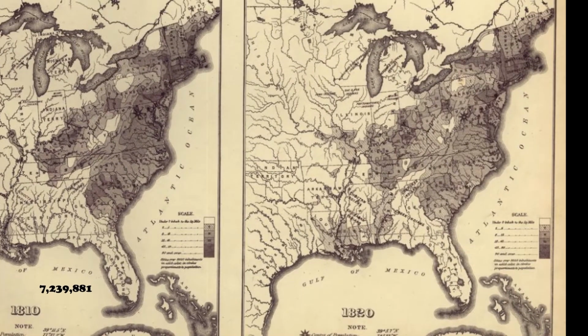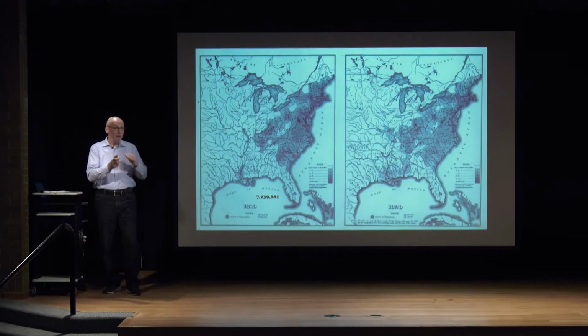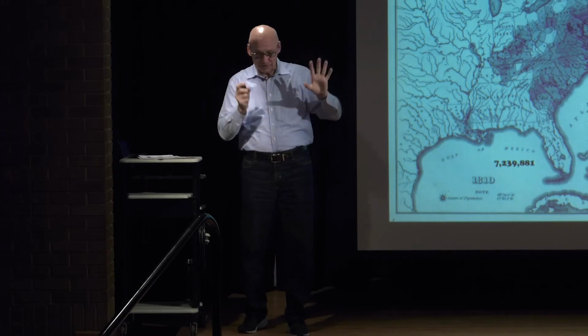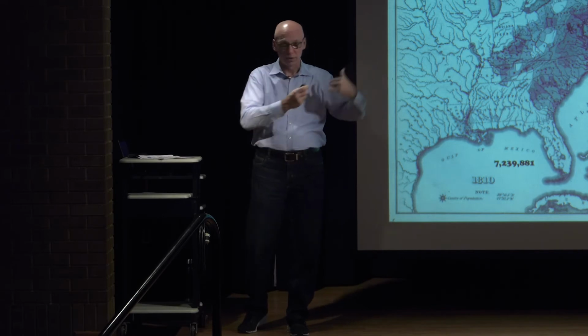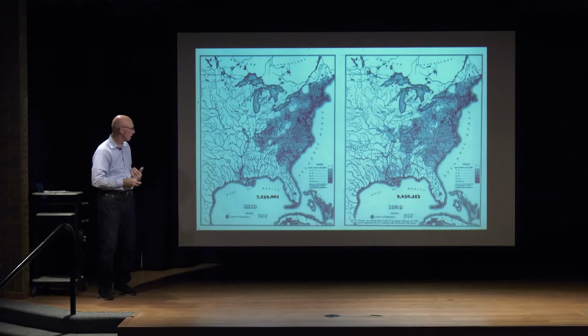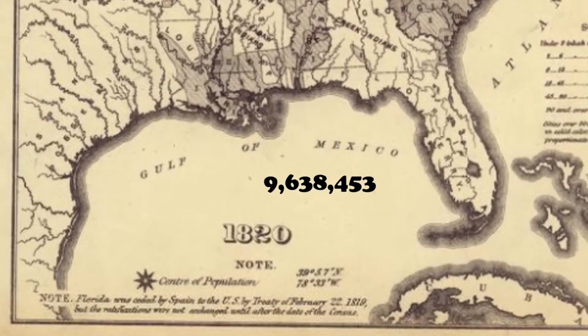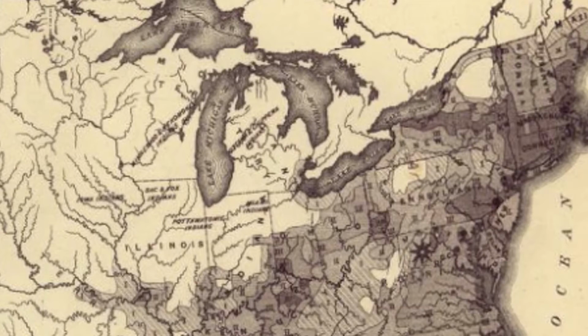1820, now it's getting a little bit packed here. All the way up and down the coast, heading into the interior of the United States. Mississippi River, Missouri River, Ohio River. People are flocking to the United States. They're leaving Europe. They're leaving their lands. And they're coming to the United States. 9.6 million people are there in 1820. The Michigan Territory, still a territory.